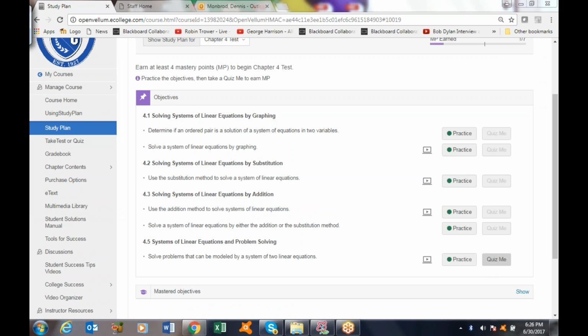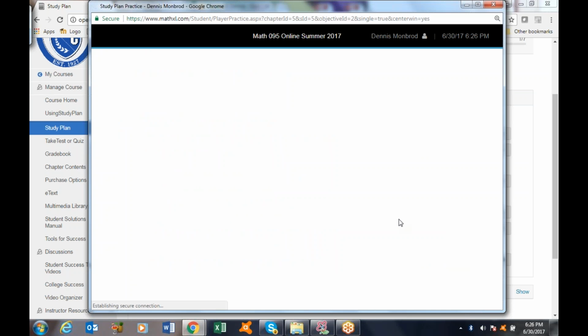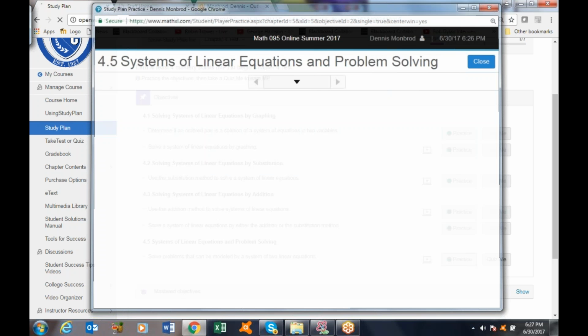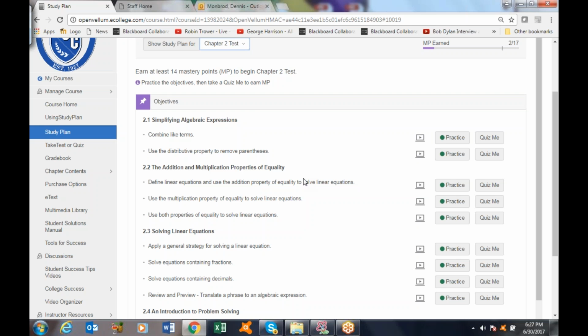Here, notice I have, maybe this is the first time coming into section 4.5. I wanted to bring this to your attention in case you're not aware, but you probably are. If I come into practice before I've tried to do a quiz me, which I know doesn't make a lot of sense, why would you quiz before? But it has to do with doing an adaptive study plan for students, which we don't use that feature. So I got no exercises available when I press that.